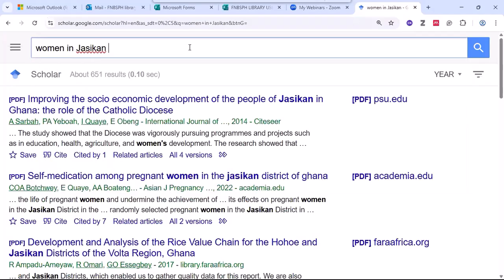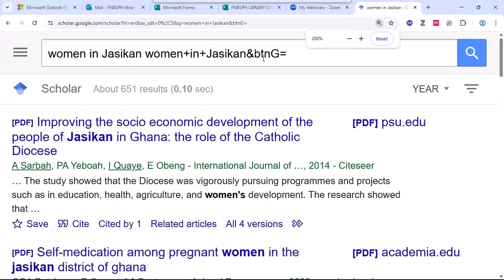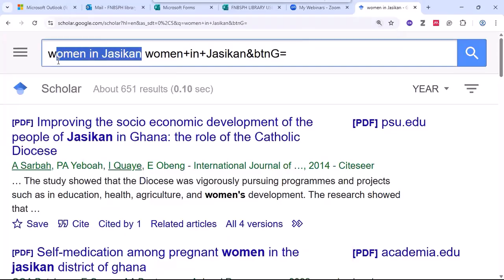I'm pasting it just in the search box here. You see what is happening here? This is how Google Scholar searches your thing for you. Okay, forget about the women in Jessica, and that's what we put in there. But this is how it searched. The one that is underlined with the wavy red. Can you see it? It took women, then plus, in, plus, Jessica.